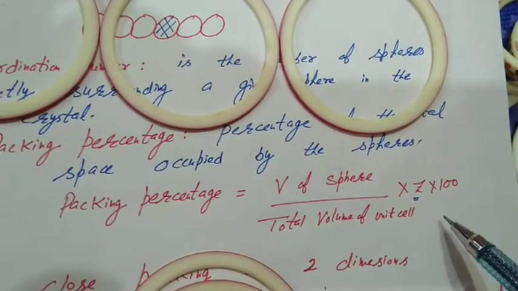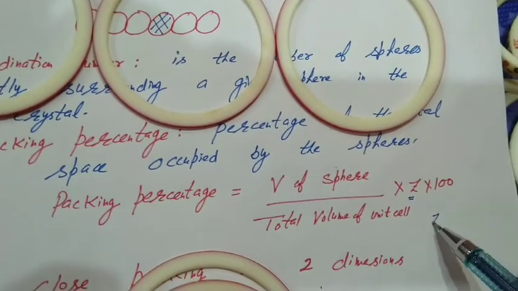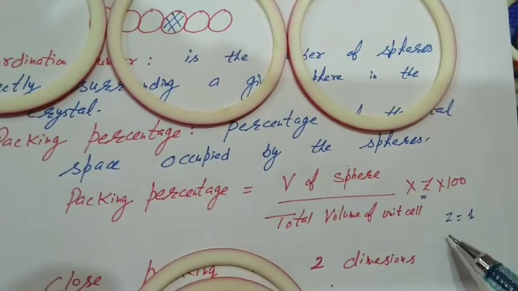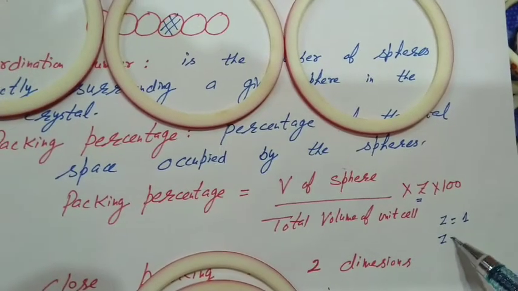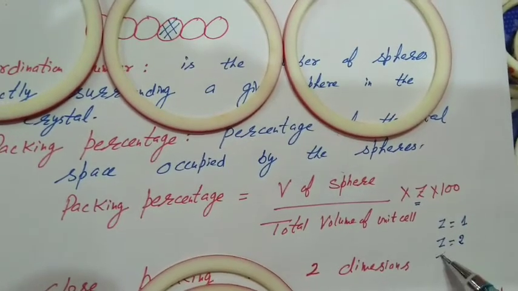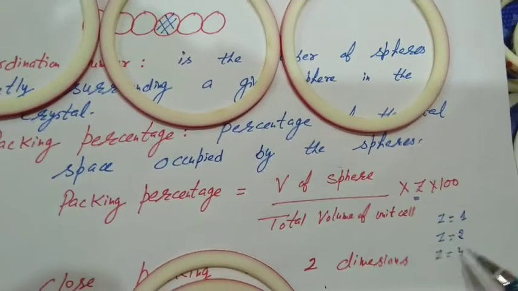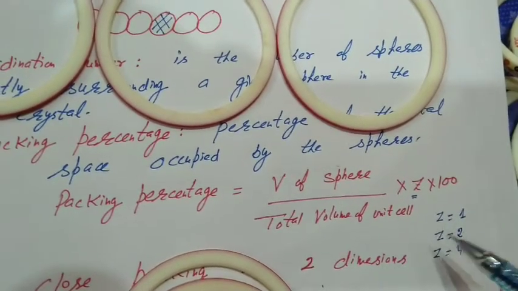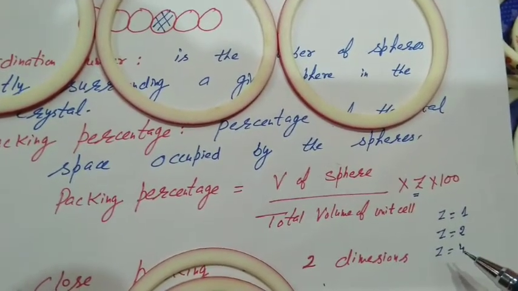You know, if it is simple cubic, there is only one particle. How many particles are present per unit cell in simple cubic structure? 1. How many particles are present per unit cell in BCC system? You know, 2. 8 into 1 by 8 plus 1. In FCC system, there are 4 particles. Z depends upon the given system. If it is simple cubic, we put 1. For BCC, we put 2. And for FCC, we put 4.